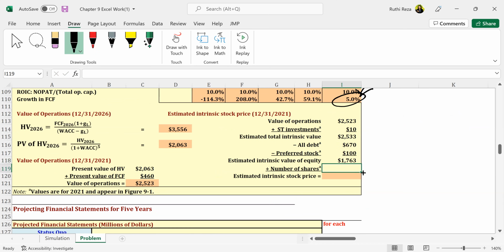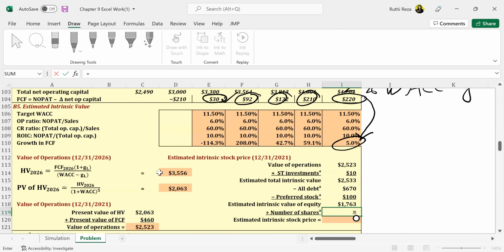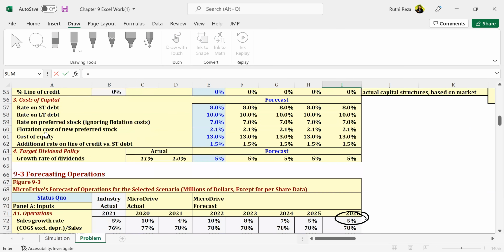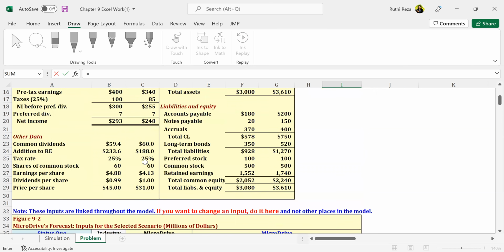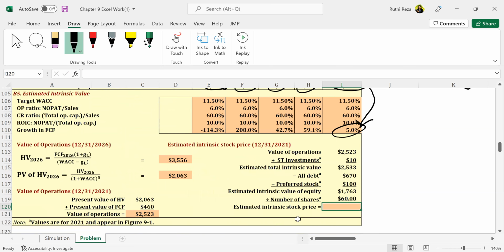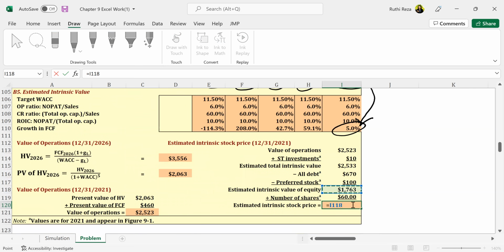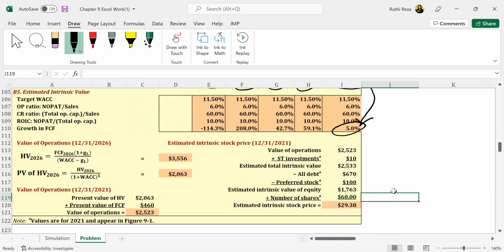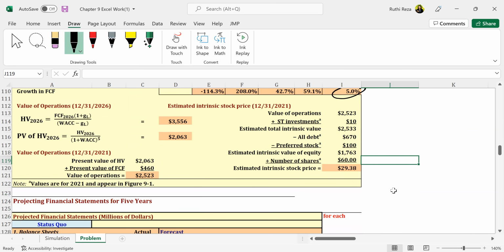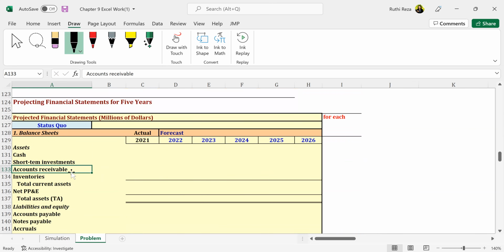Now, total intrinsic value of the equity then is 1,763. Now divide the total intrinsic value of equity by the number of shares outstanding to get share price. All right, so estimated intrinsic share price here is $29.38.